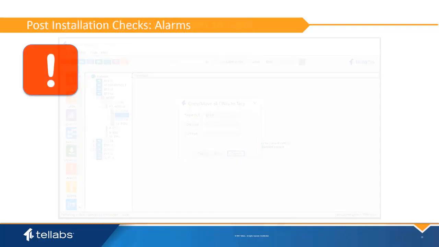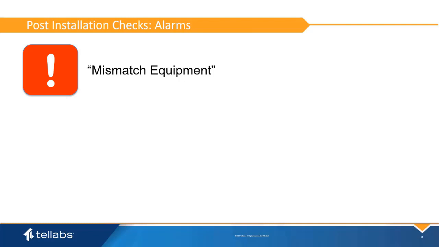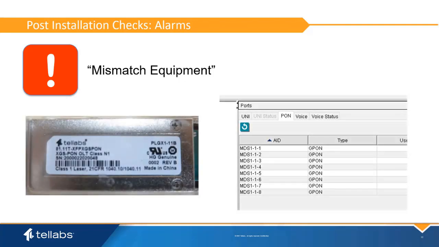Some alarms may show up when the new OIU8 card is installed. If a mismatched equipment alarm occurs on a PON port, check for any OIU8 lasers that are improperly configured where the PON type and installed lasers do not match.